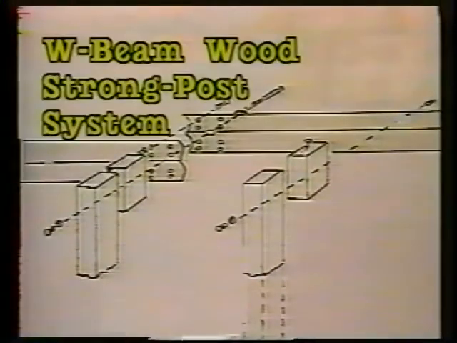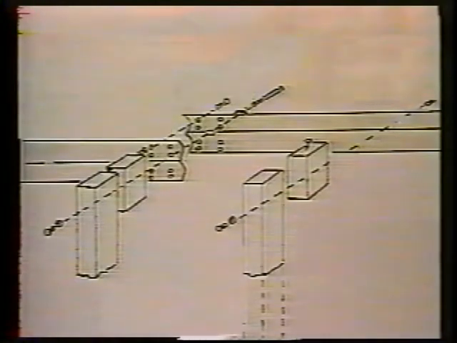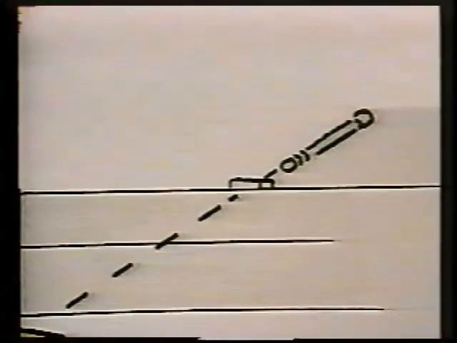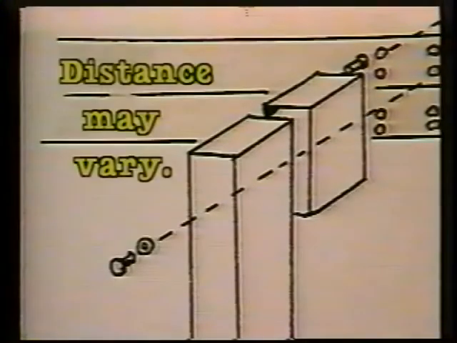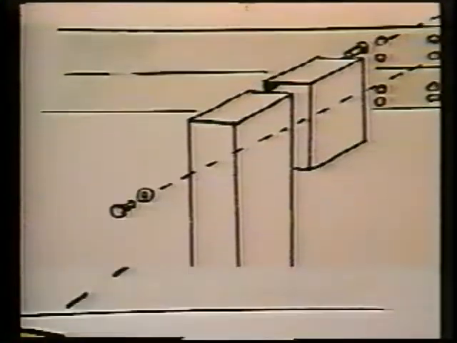In the W-beam wood strong post system, the same type of rail, a 12-gauge W-beam, is carried on wooden posts and is blocked out. While similar to the steel strong post system, there are important differences. First of all, the rail is connected by a single 18-inch bolt that passes through the blockout and the post. This bolt is much longer than the one used in the steel post system. Distances from the top of the blockout to the top of the post may vary from state to state.